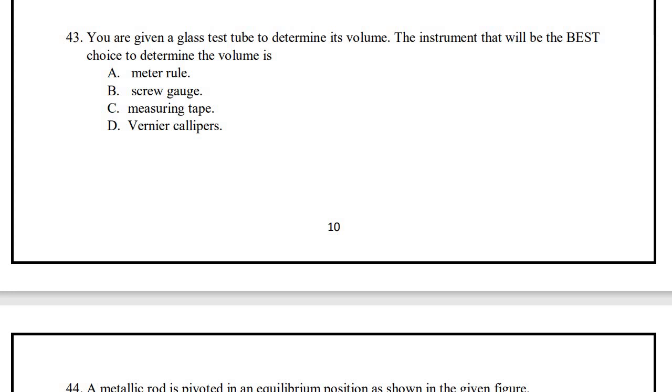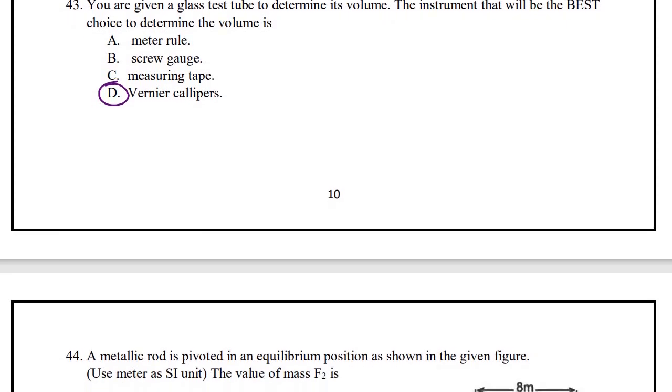You are given a glass tube to determine its volume. The instrument that will be the best choice for the determination of volume will be a vernier caliper, because with the help of a vernier caliper we can find the internal depth of the test tube.